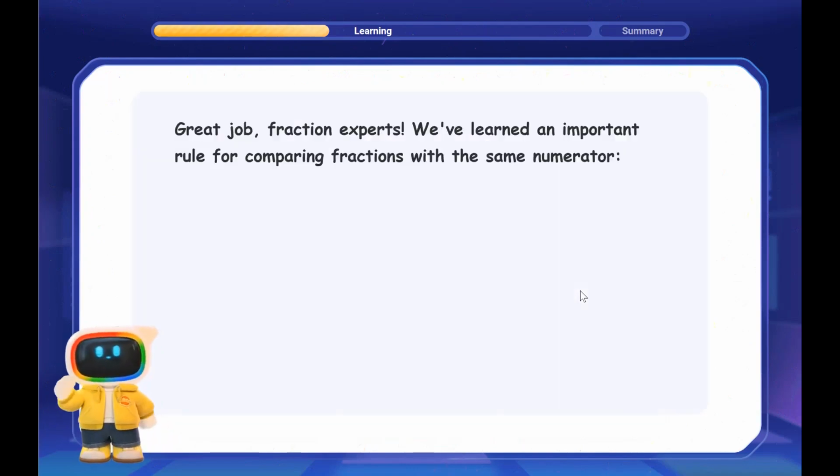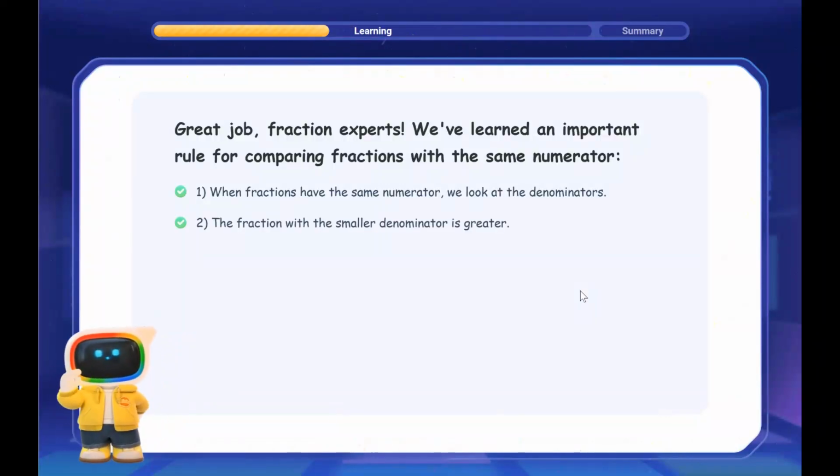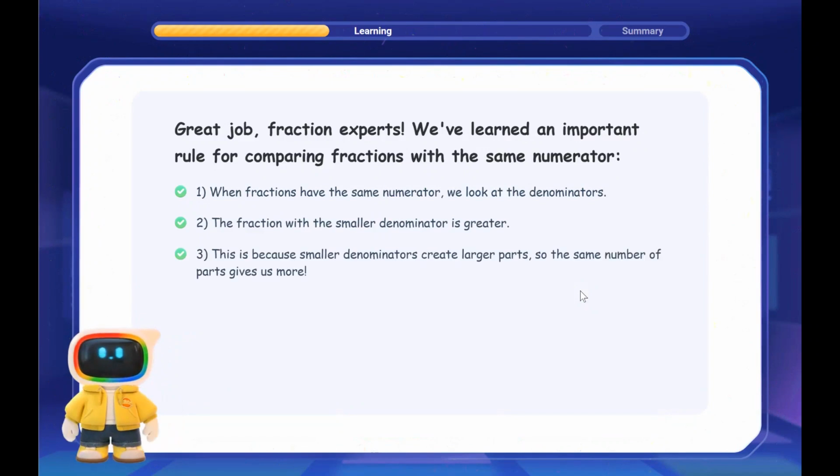Great job, fraction experts! We've learned an important rule for comparing fractions with the same numerator. When fractions have the same numerator, we look at the denominators. The fraction with the smaller denominator is greater. This is because smaller denominators create larger parts, so the same number of parts gives us more.